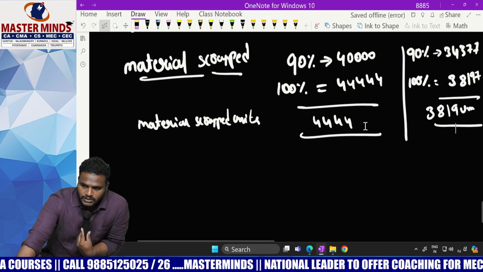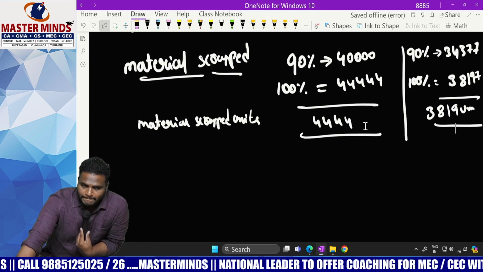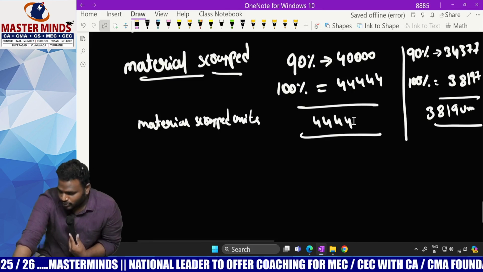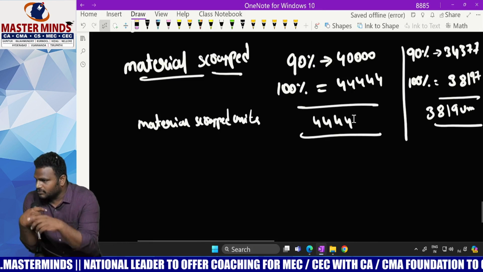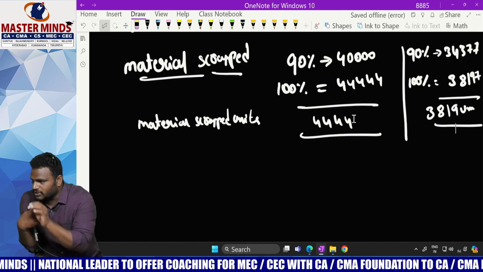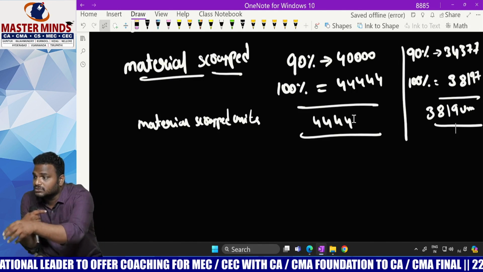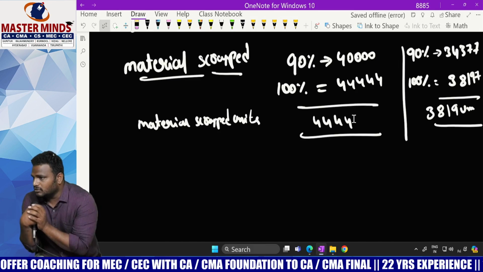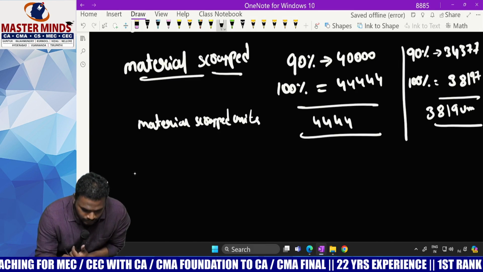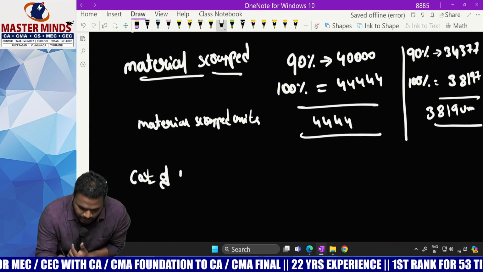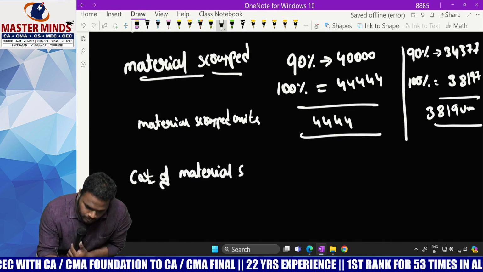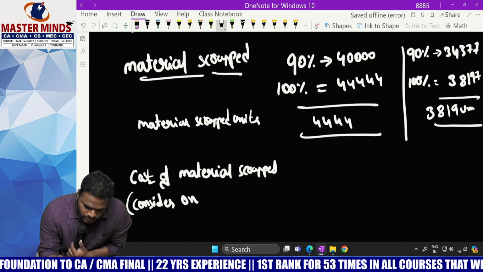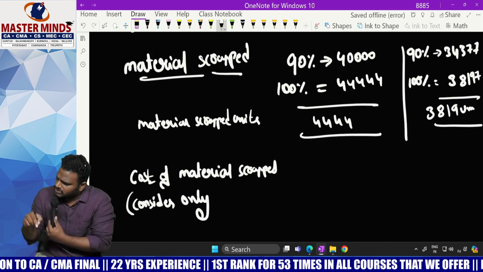Tell me the cost of this material scrap. How much is the wastage? 75. Sir, during my production process, I incur direct labor, direct material and variable overhead. But this scrap arises in the stores because of poor handling of the raw material. Then I am incurring only the raw material cost. Yes or no? Cost of material scrap is equal to, in brackets, consider only raw material cost. Why am I considering the raw material cost here? Only stores.